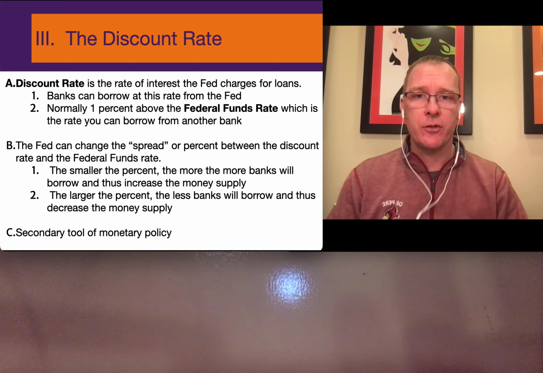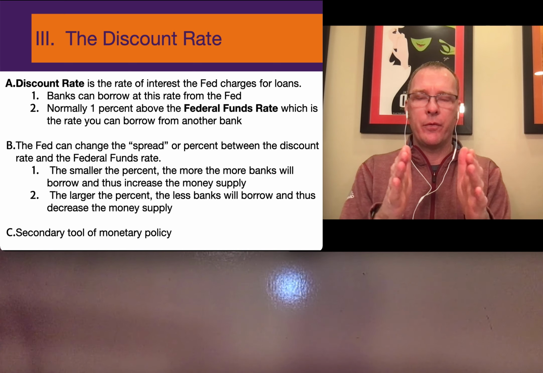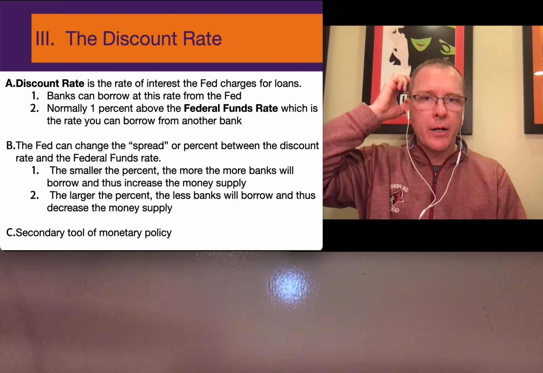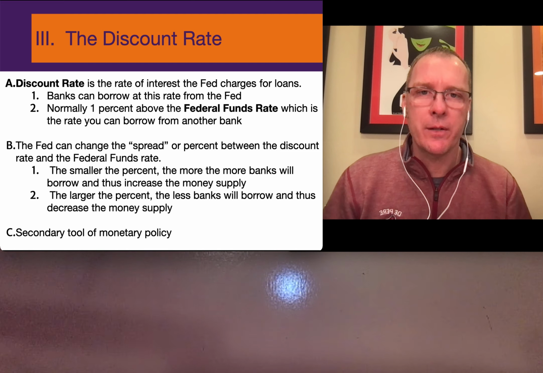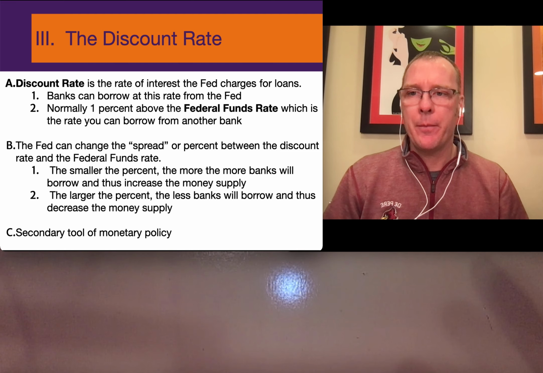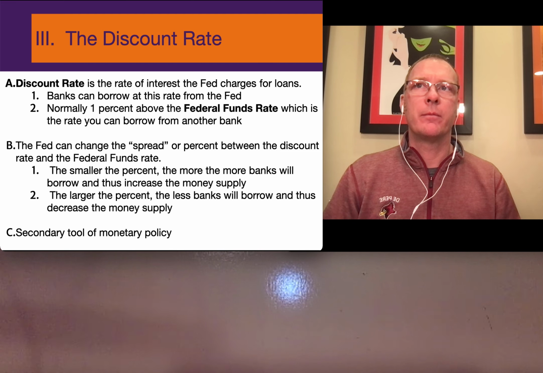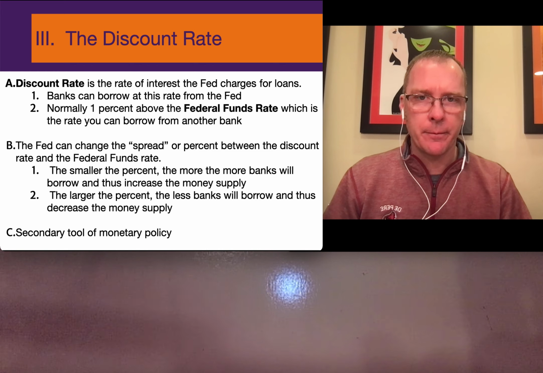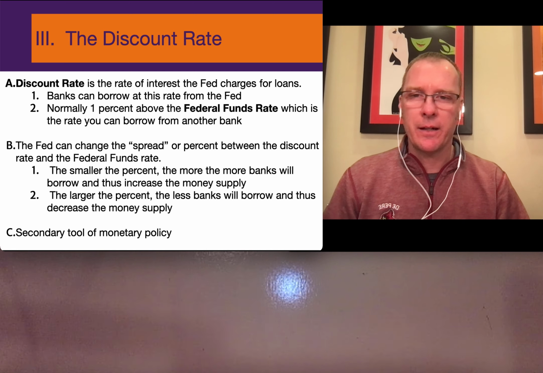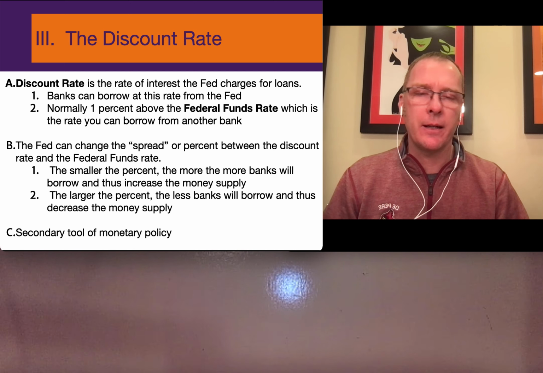But the Fed can change the discount rate whenever they want. So if they say, hey, you can borrow at 4%, or you can borrow at 3%, or you can borrow at 5%, it's going to be more likely for banks to borrow from the Fed if they can get a better rate. So this is sort of a secondary tool of monetary policy.